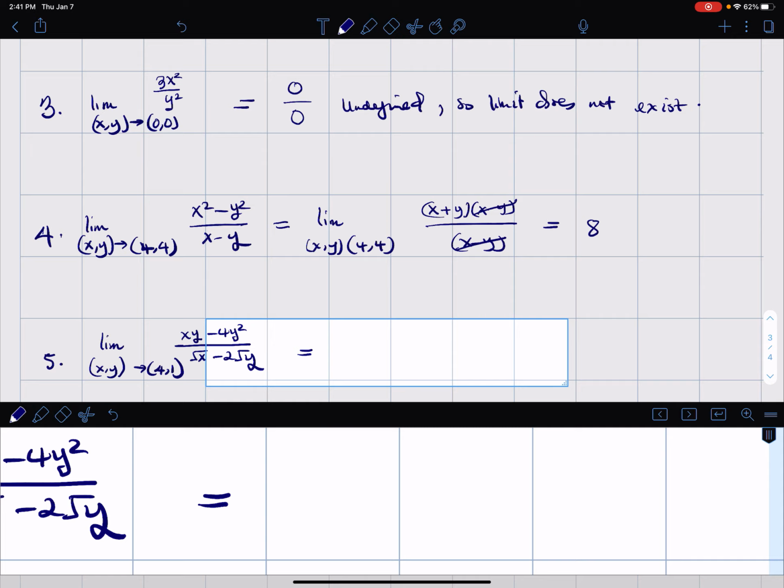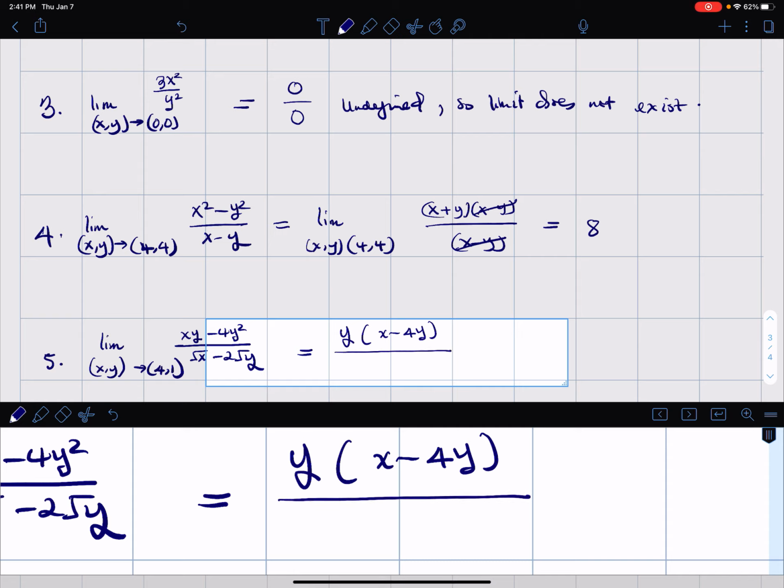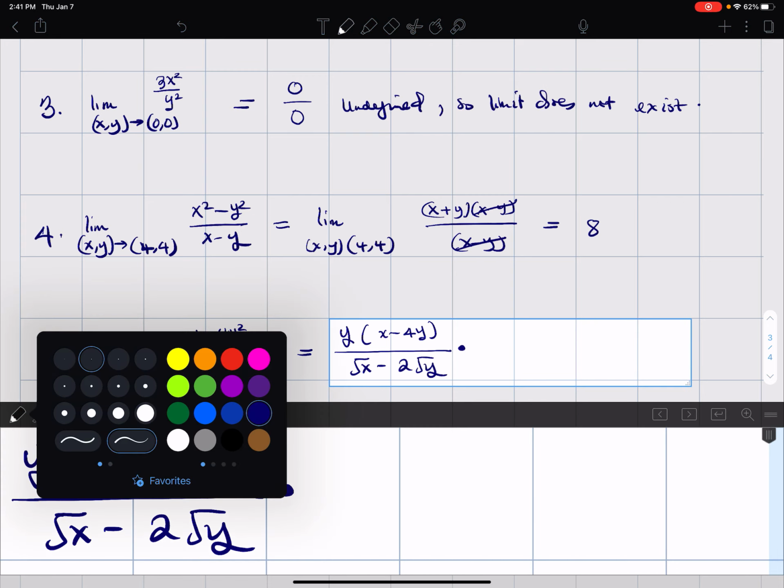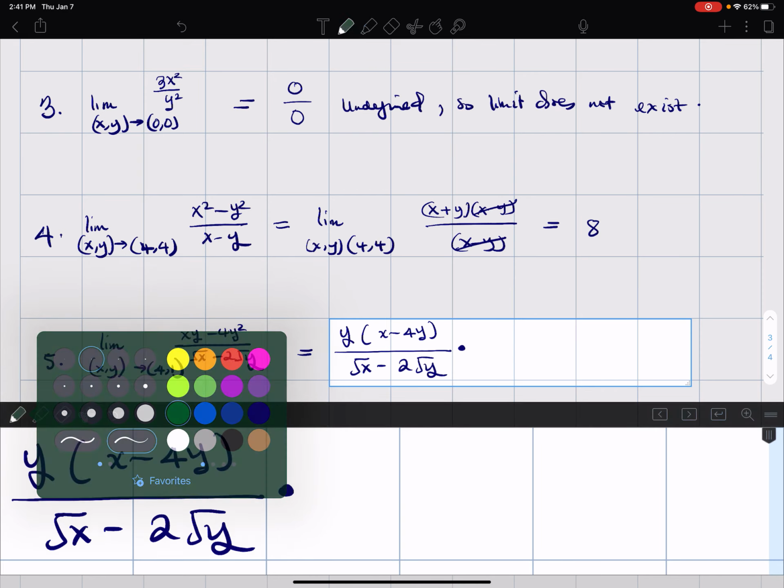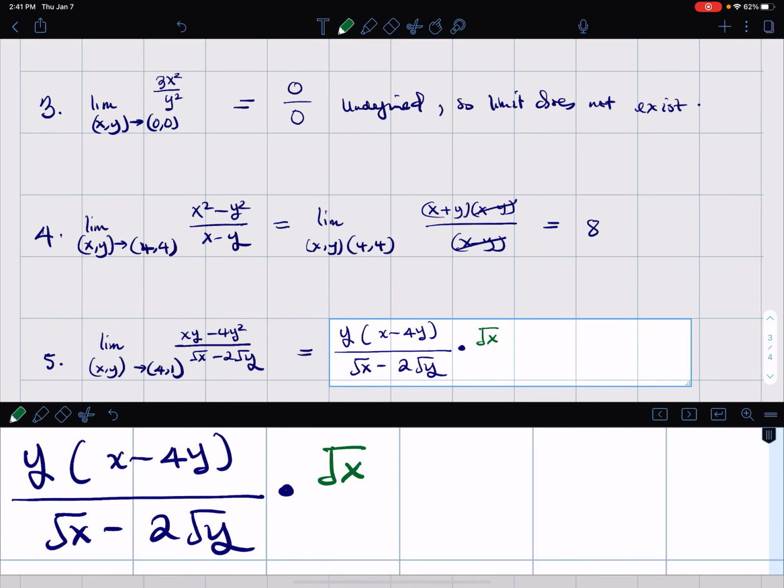We can do factorization. If you factor out a y at the top, you'll be left with x minus 4y. Interesting. But then we still have root x minus 2 root y. Now let's multiply by the conjugate. The conjugate of root x minus 2 root y is root x plus 2 root y, all over root x plus 2 root y.